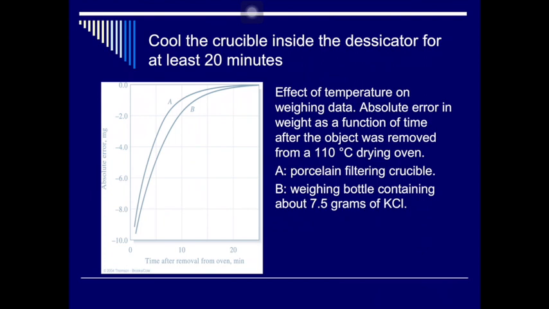This figure shows the effect of temperature on the mass of your crucible. I have discussed this already. We should not weigh hot objects inside your analytical balance because it can affect the weight of your object, because it can lead to a systematic error caused by the convection current.